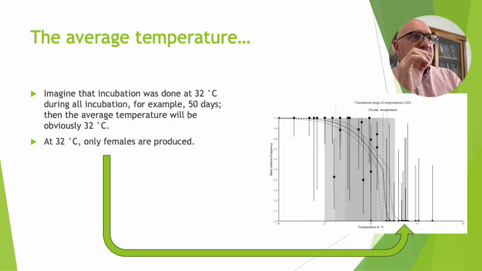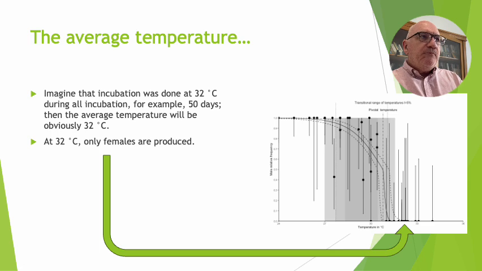Another point is the use of average temperature by itself. Imagine that incubation was done at 32 degrees Celsius during all incubation, for example 50 days. Then the average temperature will obviously be 32 degrees Celsius, and we see from this pattern of thermal reaction norm that at 32 degrees Celsius only females will be produced. As we use constant incubation temperature, we can use this pattern.